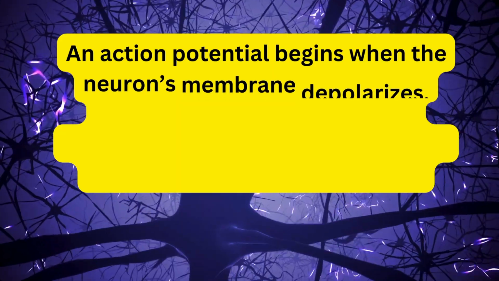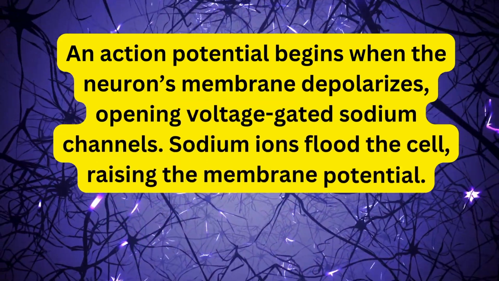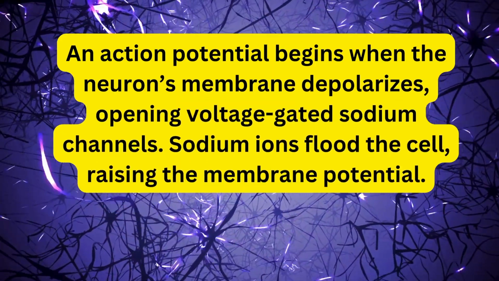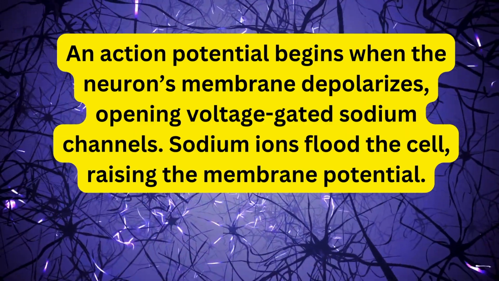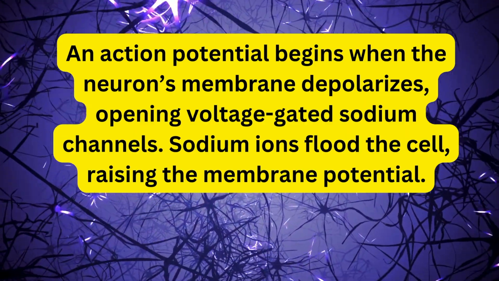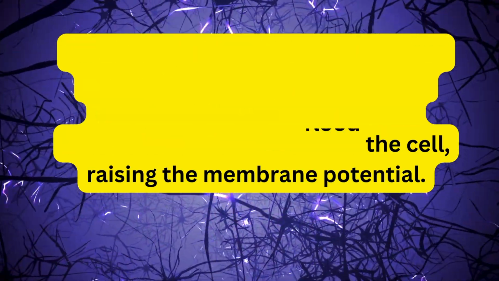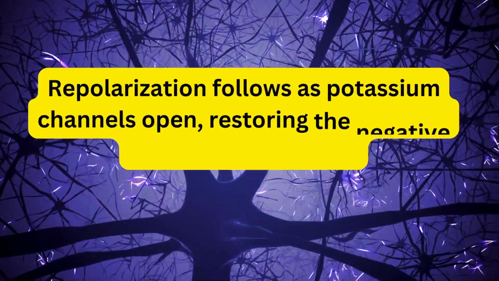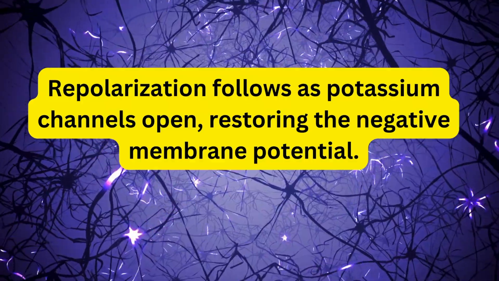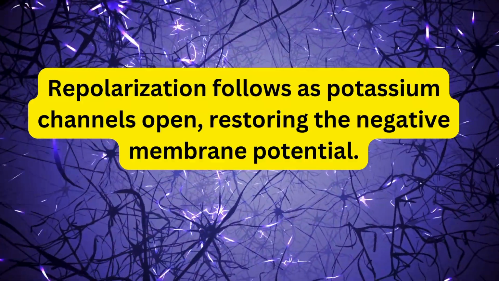An action potential begins when the neuron's membrane depolarizes, opening voltage-gated sodium channels. Sodium floods into the cell, raising the membrane potential. Repolarization follows as potassium channels open, restoring the negative membrane potential.